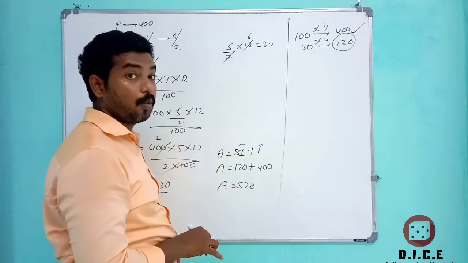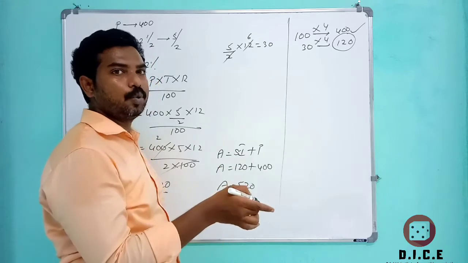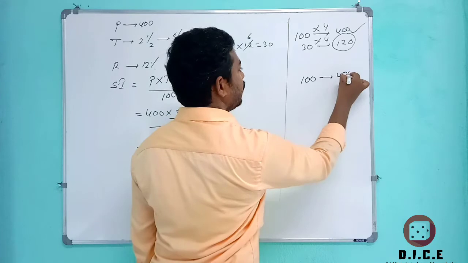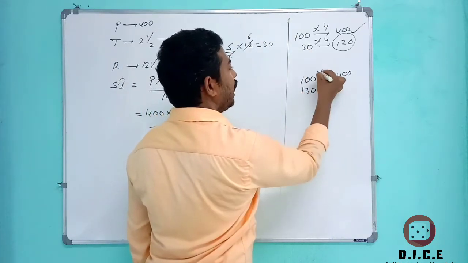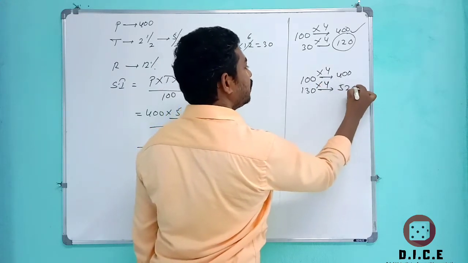Now he is also asking what the amount is. Amount is always greater than the principal value. That means it should be greater than 100. If 100 percentage is 400, and we add 30 to 100, it becomes 130. That is the amount. 100 into 4 is 400, and 130 into 4 is 500.